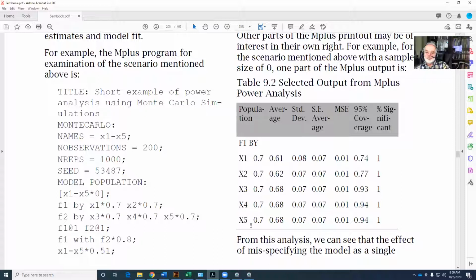So here are our 5 variables, and these are the loadings for them. And the population value is 0.7. That's the true value. Average is the average loading that was estimated across all of the 1,000 times I replicated the study. The standard deviation is the standard deviation of the loadings across all 1,000 replications.